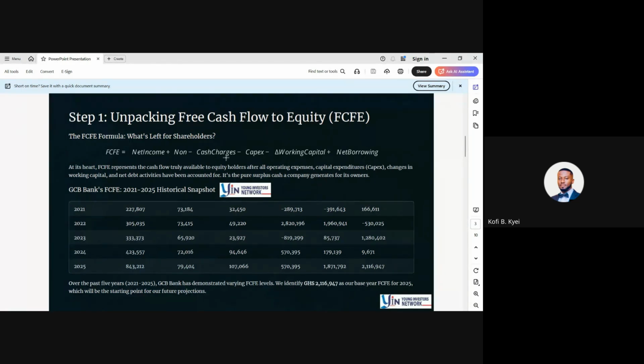So the non-cash charges for 2021 come up to 73184. CapEx comes to 32450. Change in working capital comes to minus 289713. That is for 2021. And the net borrowing comes to 391643. When you put these figures into Excel or into your calculator, this is what you get, 116611. So the free cash flow for year one, that is 2021, is 116611.